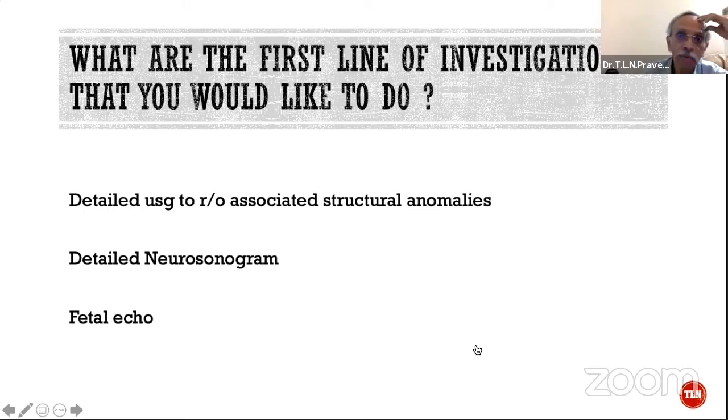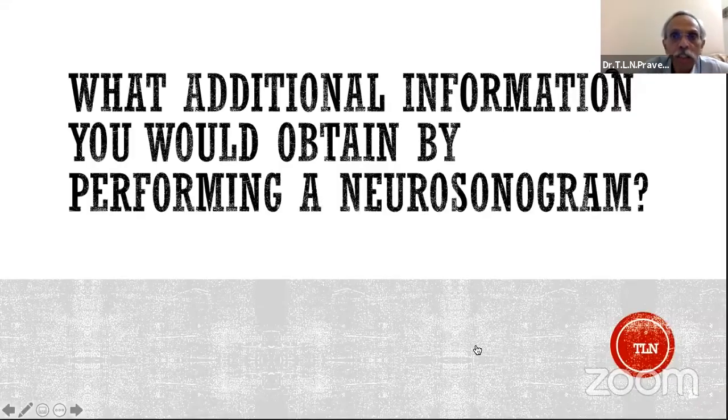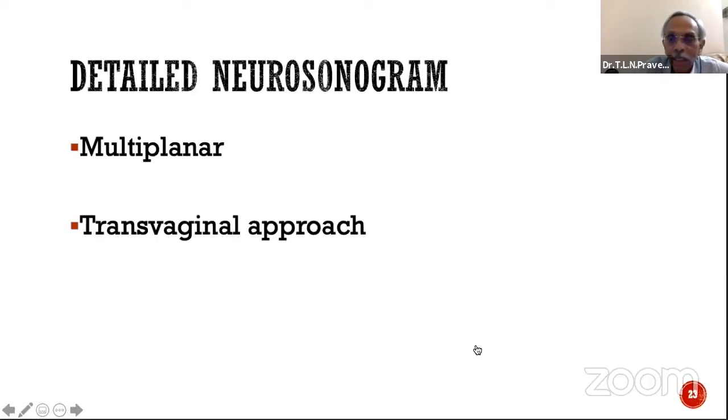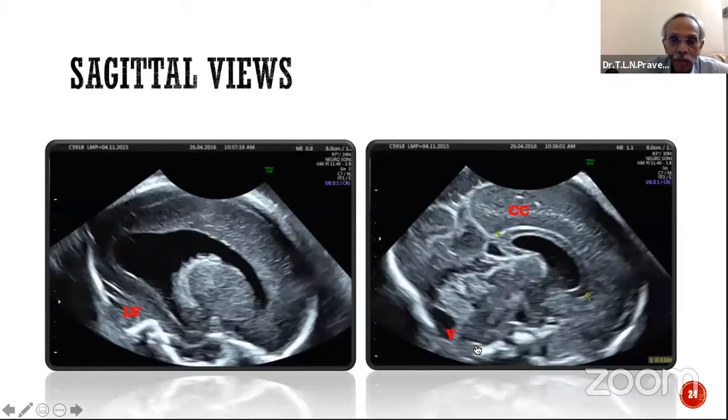Then, of course, whenever we have one feature which has been picked up on the basic examination, we need to extend our examination and do a detailed neurosonography. Neurosonography, basically, we would like to extend doing evaluation of the fetal brain in two sagittal sections. Basically, what we have with the two sagittal sections are the paramedian as well as the midline, mid-sagittal sections.